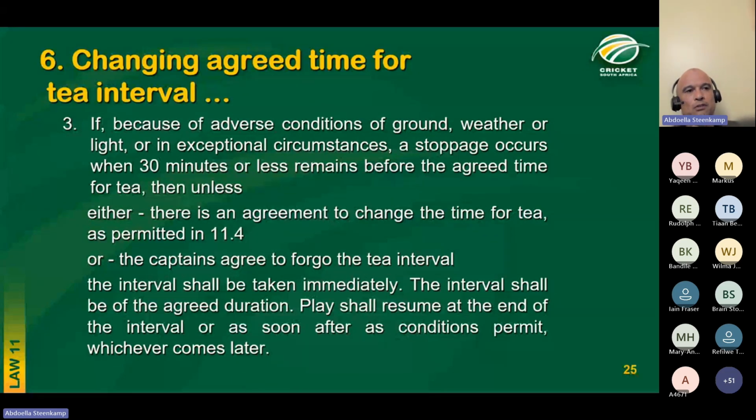Tea time being at 14:40. At 14:10, it starts to rain. What happens next? We will take tea. Why do we take tea? We can activate clause 6.3 because it tells us if we need to leave the field through adverse conditions, in our example rain, 30 minutes or less, and in this example, 14:10 is 30 minutes to go till tea, we take an early tea. So tea will be from 14:10 up until 14:30. First ball needs to be bowled at 14:30, weather conditions permitting.